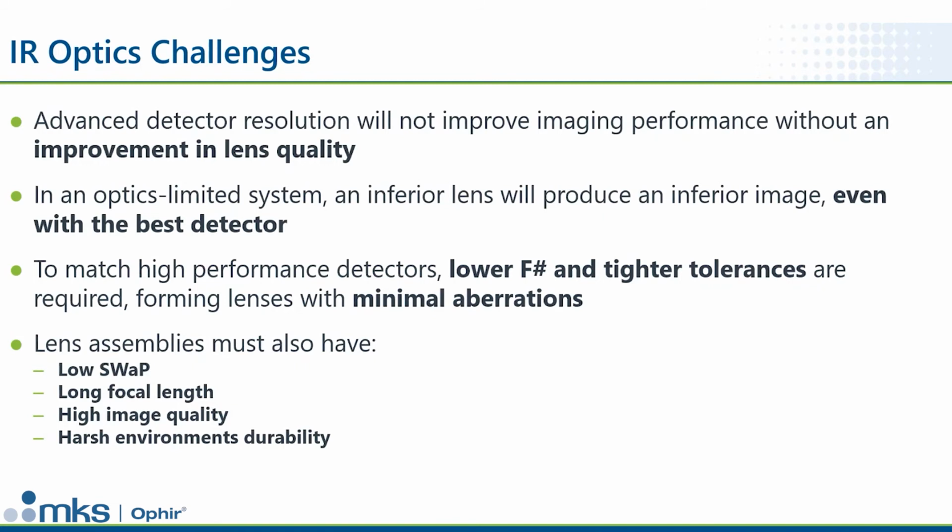In order to match high-performance detectors requirements, the optics should have low F number, tight tolerances, and minimum aberrations. Also, the lens assemblies must have low SWaP, long focal lengths for increased operational ranges, high image quality, and they should be operational at harsh environment conditions.